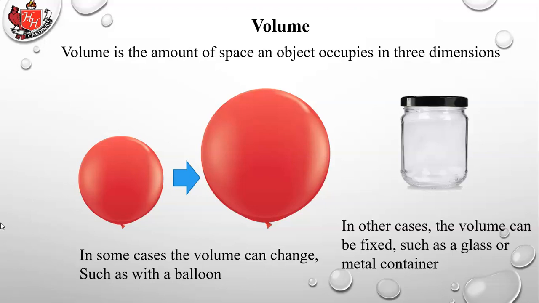If you're reading a chemistry problem and it says that a reaction takes place in a rigid container, that means that it's something like glass or metal that cannot expand. So that would mean the volume in that problem is going to stay fixed.